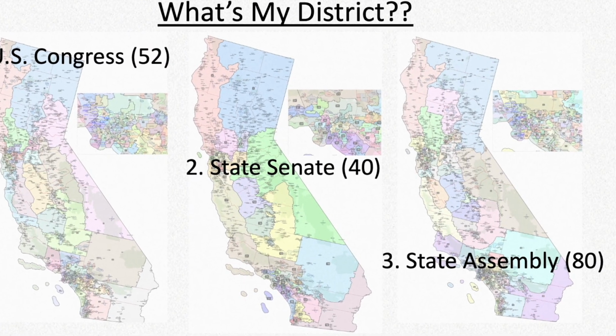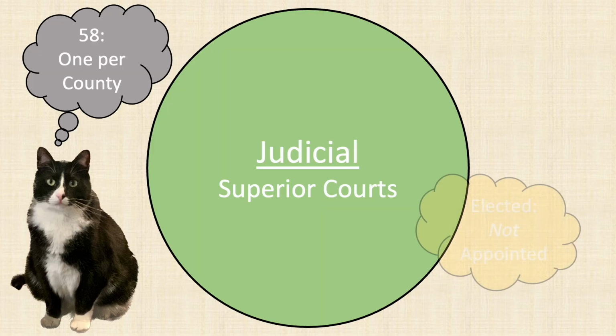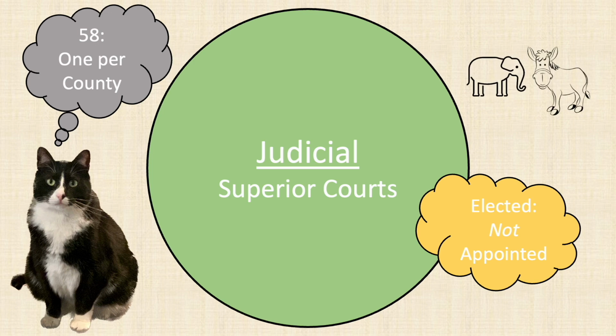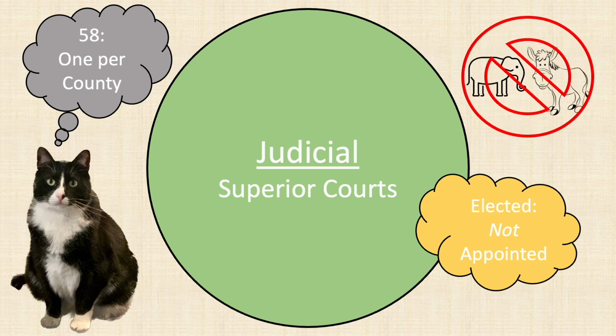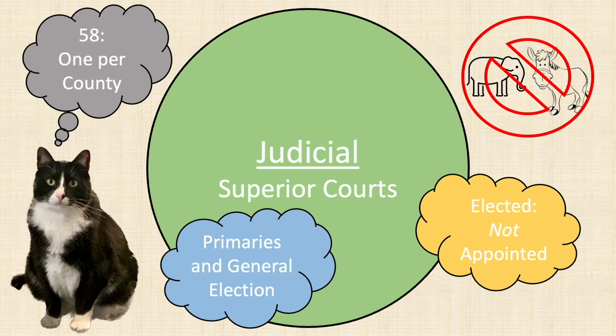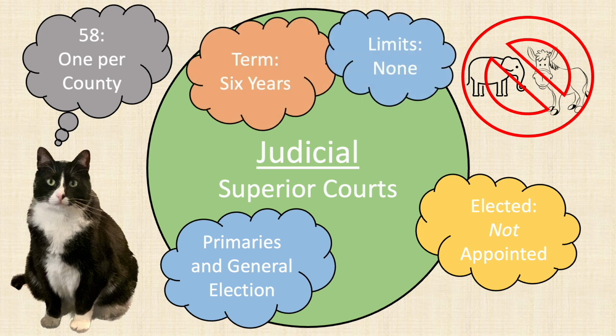Here in California, we also vote for members of the judicial branch, starting with our superior courts. We have 1 superior court for each of our 58 counties. The judges on these courts are elected by the people, not appointed by the governor. Judicial offices are nonpartisan, so you won't see a D or an R next to their names. They compete in the primary election in March, then the top 2 vote-getters compete in the general election in November. They serve 6-year terms, and there are no term limits.